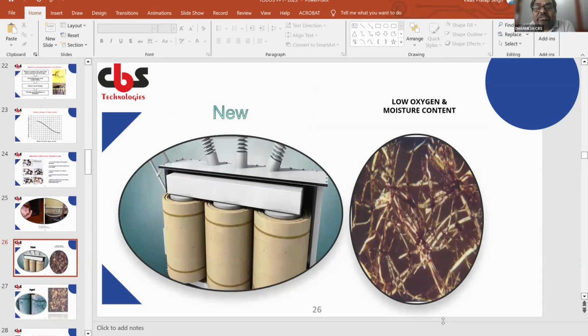And here you will see the difference in paper deterioration. You can see the new paper winding, and here it is shown with a microscopic slide. How this paper looks after it, because of low oxygen and moisture content. Next.